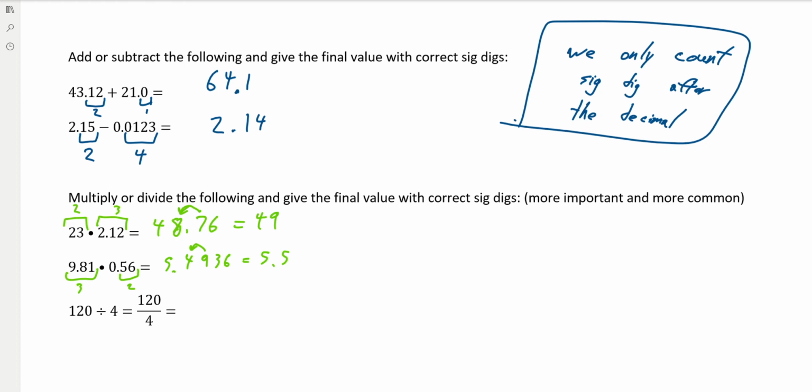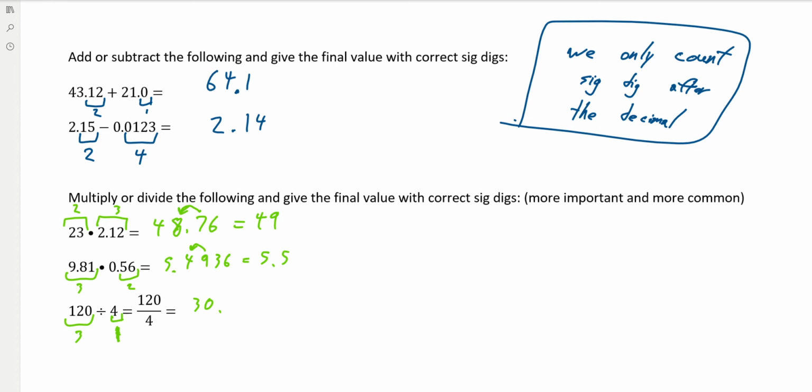And last but not least, dividing. If we're multiplying or dividing, they're both the same rule in terms of number of sig digs. Here we have 3, here we have 2, and I just want to show that a fraction is the same thing as division. But, oh, here we have 1. Oh, that's going to be too small. Okay, well, here you go. We're going to have 30 as our answer, but here's the deal. That's not our answer because we need 1 sig dig.